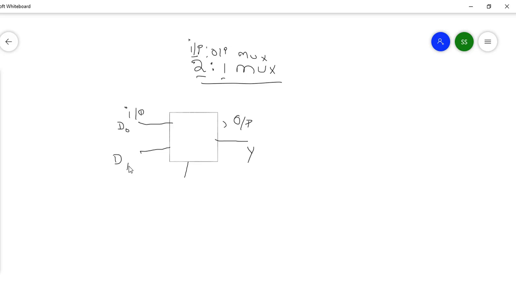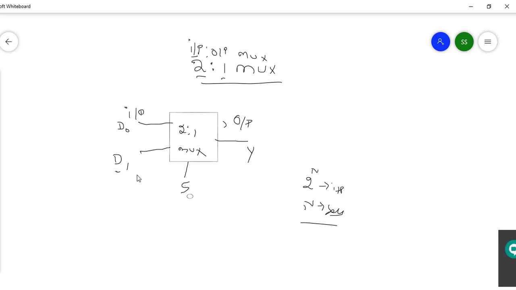Now how many select lines are required for 2 inputs? We already discussed: 2 to the power of n is the number of inputs, and n is the number of select lines. According to this, we have one select line. So I can call the select line S0. S means select line, D means data input, so D0. You can take I0, I1 also; many people take I for input, I0, I1. So you can call this a 2 is to 1 mux. This is your block diagram.